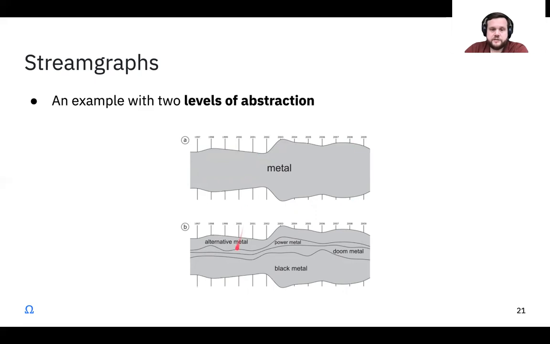And here there's the topical decomposition. So you can say, okay, give me one level of topical hierarchy lower, and here we see streams for alternative metal, power metal, doom metal, and black metal.